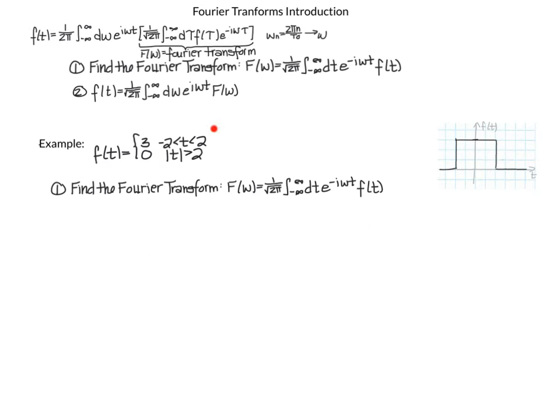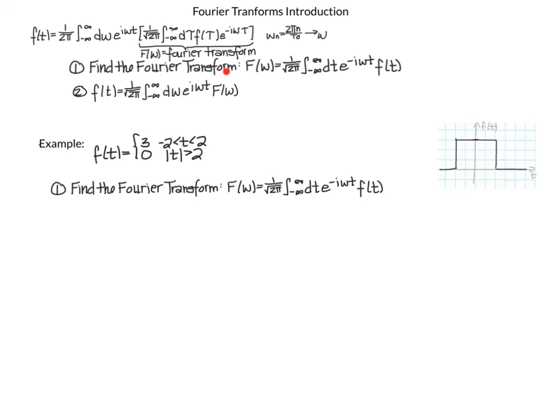Our first example is a square wave. f of t is equal to 3 when t is between -2 and 2, and 0 when the absolute value of t is greater than 2. And this is our drawing of our square wave. And we want to find our F of omega here.